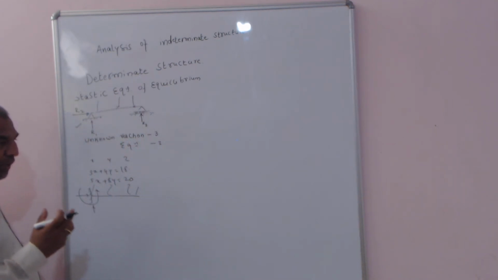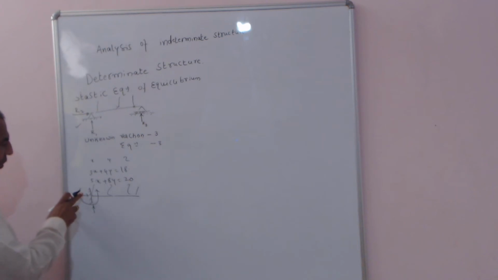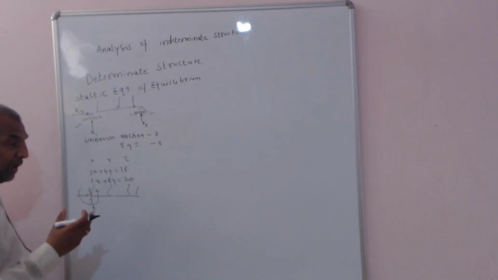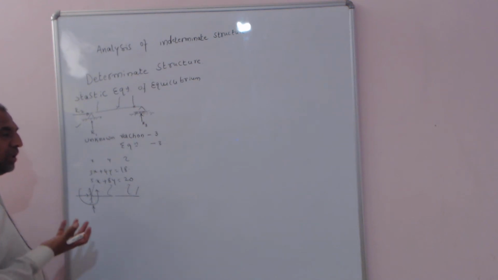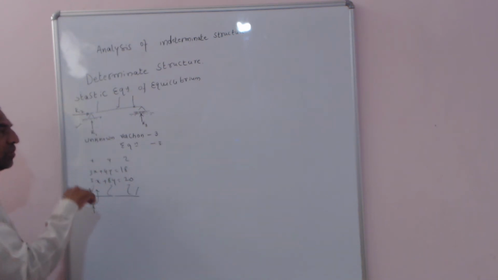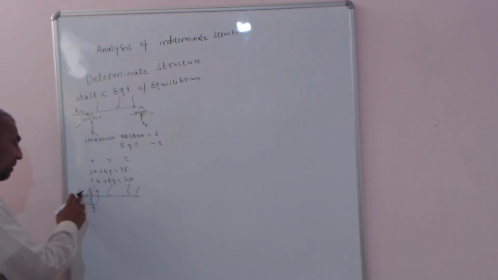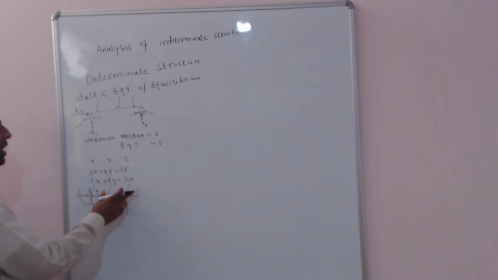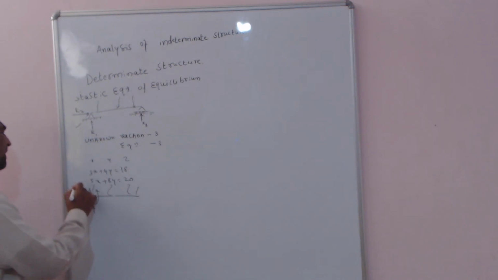Unknown means what it is doing. It is not allowing movement in the vertical direction and horizontal direction. Not allowing it means it is applying a force. How much force is it applying? It is applying the force based on whatever external loads you are applying. So these values are dependent on the external loads. If you can determine these values based on the external loads, then that structure is statically determinate.